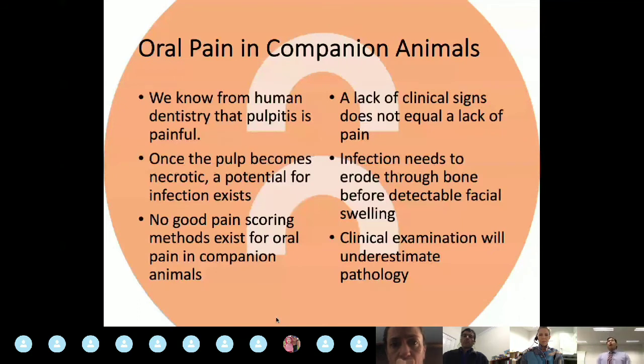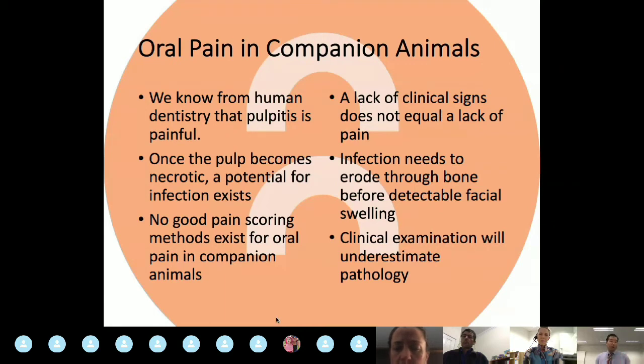Now, another question that I often see is, well, he doesn't seem to be uncomfortable. And the way that I try to explain the situation to these clients is that we know from human dentistry that pulpitis is painful. And we know that once a pulp exposure has occurred, or once a discoloration has occurred, that the patient has pulpitis. And that when there is active pulpitis, there's pain. Once the pulp dies, then even though there's no pain, there's always a potential for infection because it's a focus of necrotic material. There are also no good pain scoring methods for oral pain in companion animals.